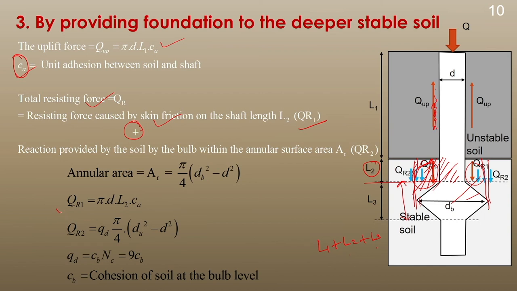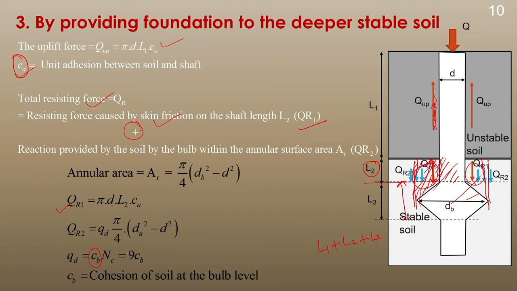Then QR1 will be equal to pi d into L2 into CA. This is QR1. And QR2 will be equal to QD into pi by 4 into dB square minus d square. Now this QD comes from the bearing capacity equation. QD will be equal to CB into NC. As I told you, the value of NC depends on L2 by dB.